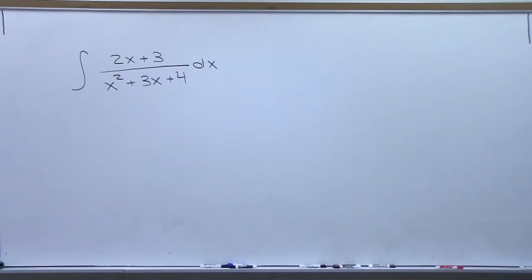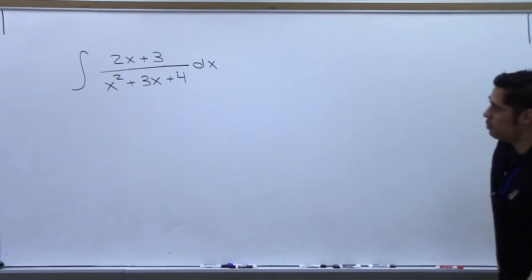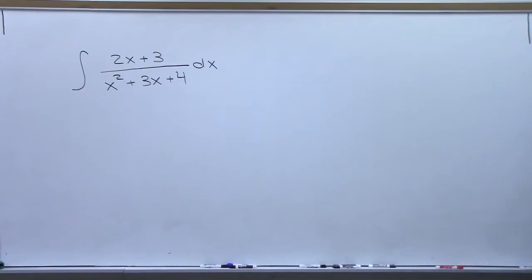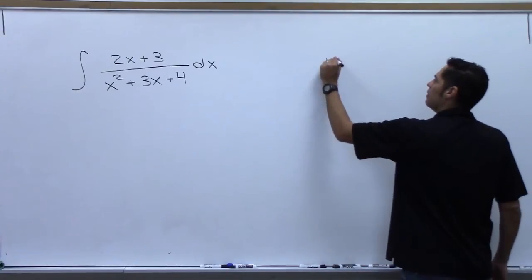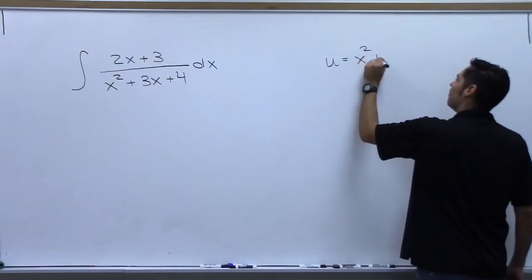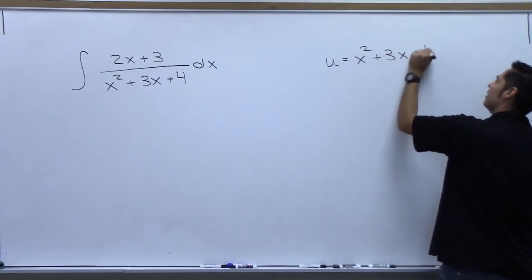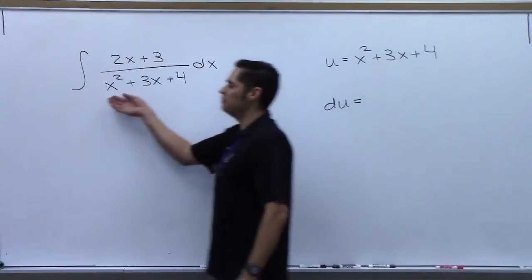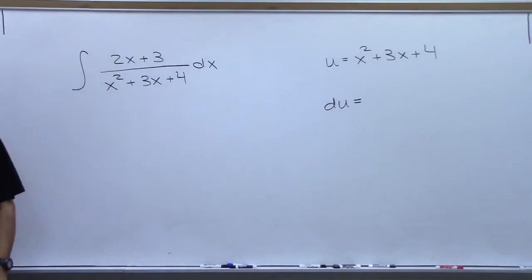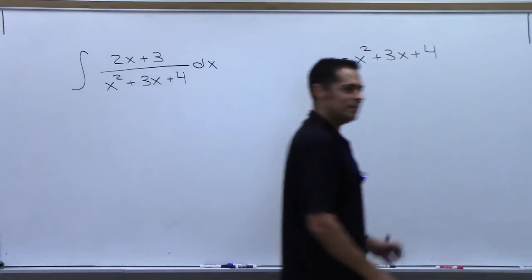Pardon me? I just didn't hear you. Oh, is the U just the whole bottom one? Do you want it to be? You're in control. Whatever you want. Yes. You want the whole bottom to be your U? Why do you want that? Because when you take the derivative, it'll give you the numerator. Yeah, the derivative of the denominator is the numerator. Right? Man, that worked out beautifully, didn't it?